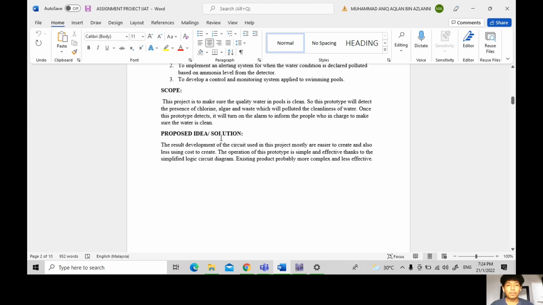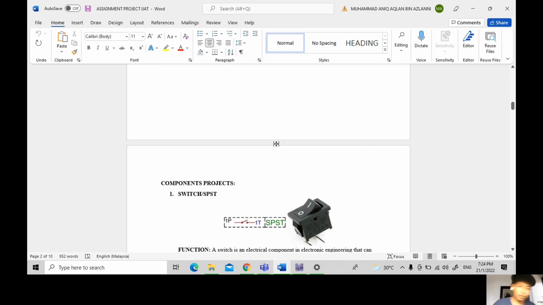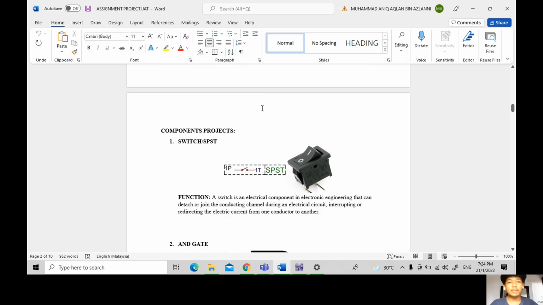So the proposed solution for this project is that the circuits used in this project are mostly easier to create and also cost less to create. The operation of this prototype is simple and effective thanks to the simplified logic circuit diagram. Existing products are probably more complex and less effective. So next we go to the project components.